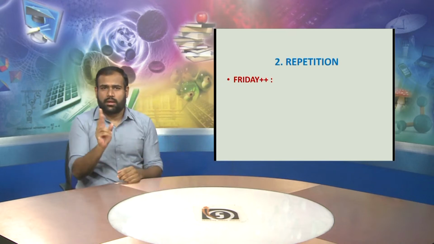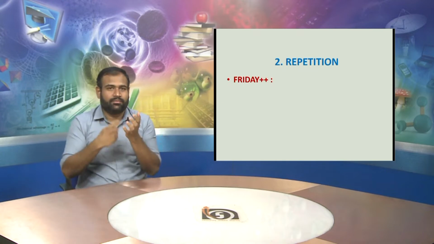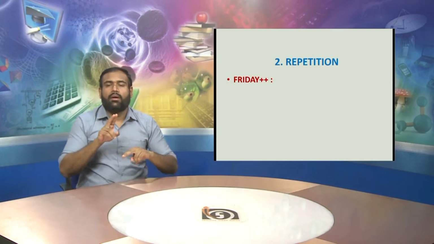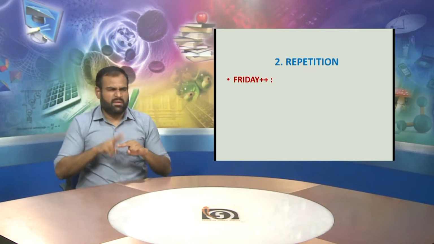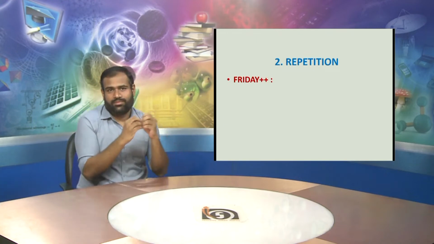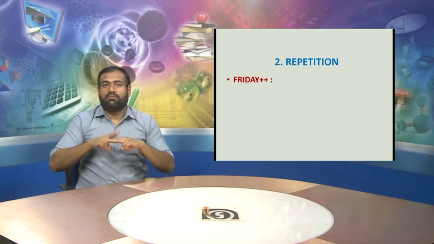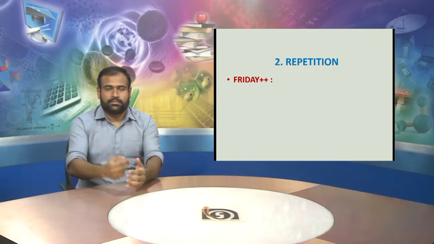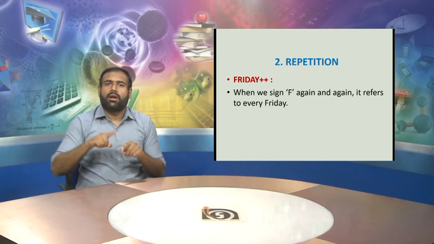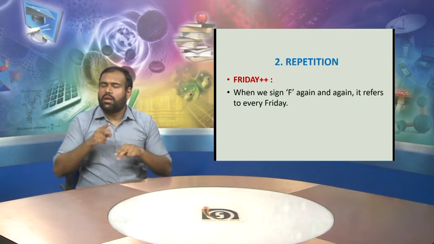Now this is another type. In this, we will repeat some words. For example, the word Friday. Friday has two F, so FF. Yeah, today is Friday, so I will be signing like this. If I am doing F only one time, that means I am talking about the alphabet F. Let us see the example with the sentence. So when we sign F again and again, it refers to every Friday.